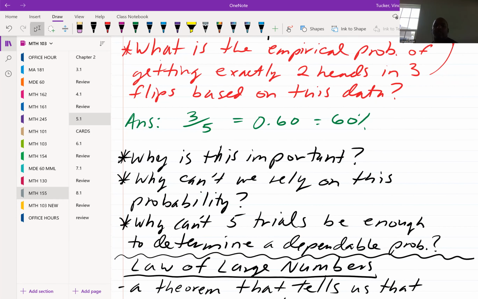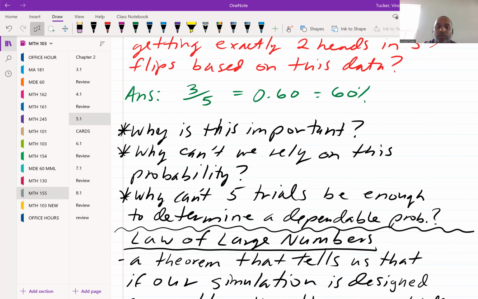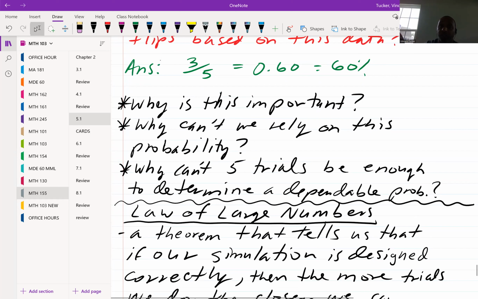Okay, so basically, when we look at these questions, we're about to go into the law of large numbers. It's going to tell us why we can't rely on this, because it's not enough of a sample size. This is important to help give us an estimate, an idea of what's happening here. Those last two questions lean on the law of large numbers, and it lets us know that 5 trials is not enough to make an educated decision on what's going on in your probabilities.